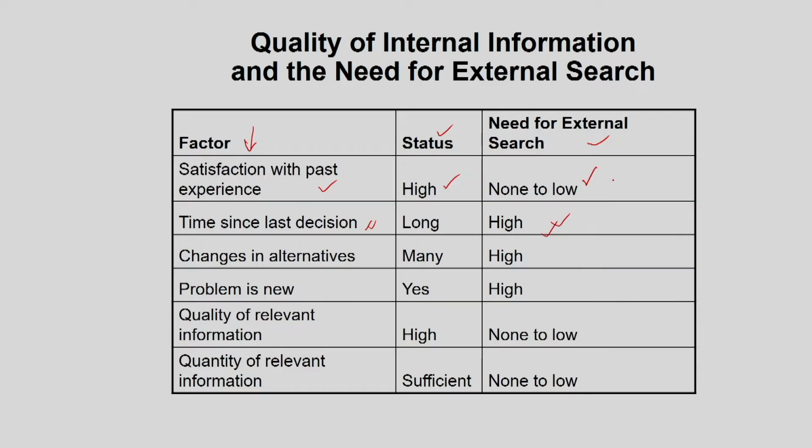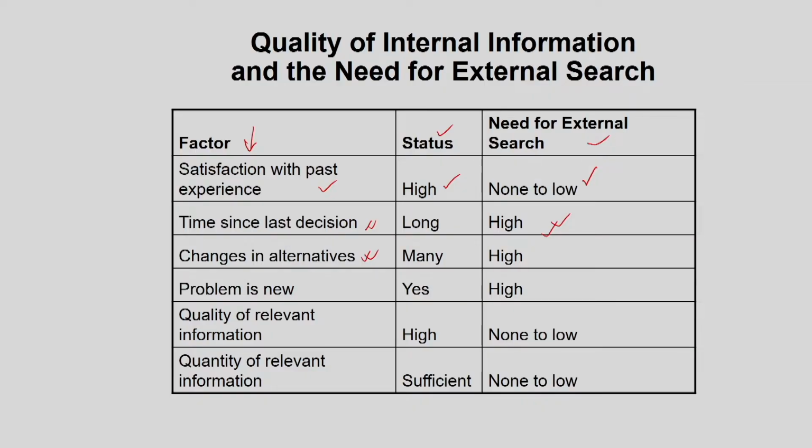Now, what is the reason? The reason is that over time a lot would have changed, not only external factors in the environment, but also factors related to price, availability, product descriptions, and so many other things. And so the external search for product information increases.